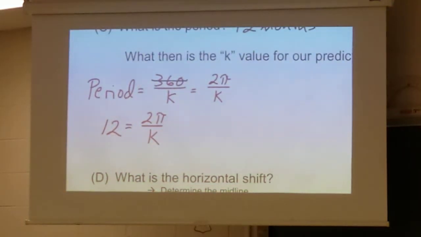It just means my K value is going to be 2 pi divided by 12. 2 pi divided by 12 is pi over 6, or it's actually okay to write the decimal because, again, the calculator is going to give us a decimal. So I'm going to round that to about 0.52.